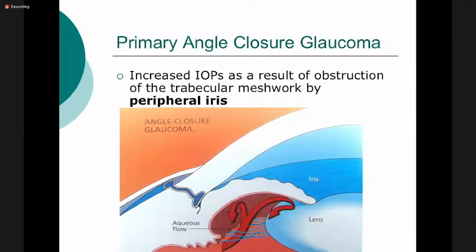So now let's look at primary angle closure glaucoma. In primary angle closure glaucoma, the cause is a little bit different. What happens in the patients who are at risk of developing angle closure glaucoma is that the peripheral iris bows forward. So there's a bulge in the peripheral iris. And when the iris bulges forward, it mechanically blocks out the drainage system at the level of the trabecular meshwork. So you find that the aqueous cannot flow from the posterior chamber to the anterior chamber.